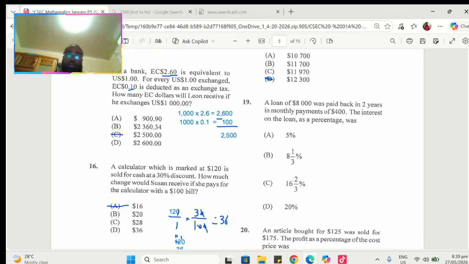Number 19. A loan for $8,000 was paid back in 2 years in monthly payments of $400. The interest on the loan as a percentage was, so let's see, it's 2 years.